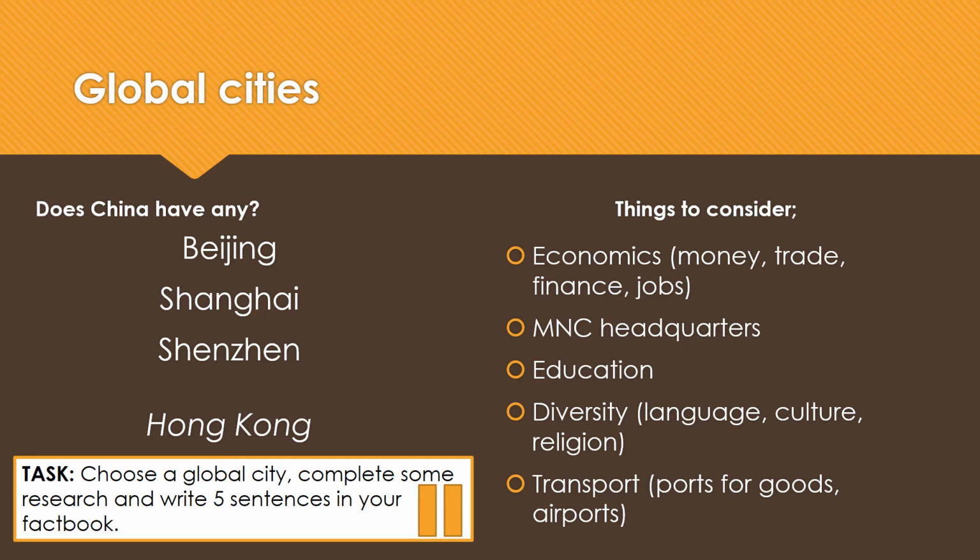And then transport. Is there maybe a port for some goods if it's by a coastline? Or are there airports, or is there a way to get goods in and out of the city? So when you're looking at one of these global cities, make sure that you're writing a sentence, I would say, at least on each of those 5 different areas.